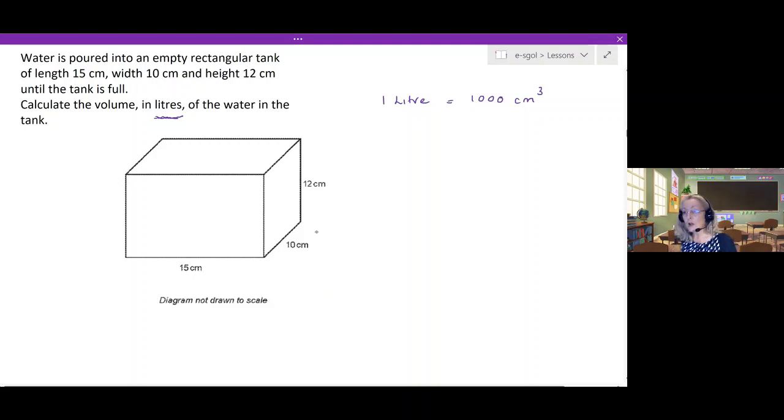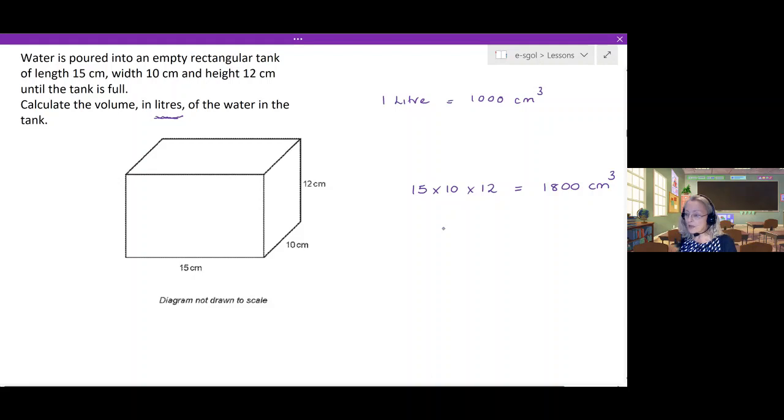So I'm going to start off by working this out, the volume of this tank in my centimetres cubed. And then once I've done that, I will turn it into litres so that I'm answering the question. So for this one, we just multiply 15 by 10 by 12. And that gives us 1,800 centimetres cubed. Now, looking at this, you can see that this is more than a litre. A litre is 1,000. And you can see that it is less than 2 litres, because 2 litres would be 2,000. So this is in between 1 litre and 2 litres.